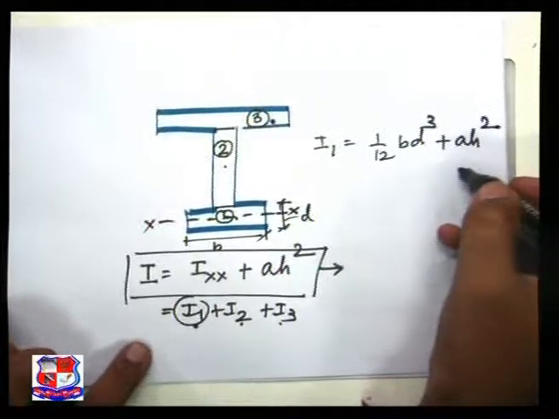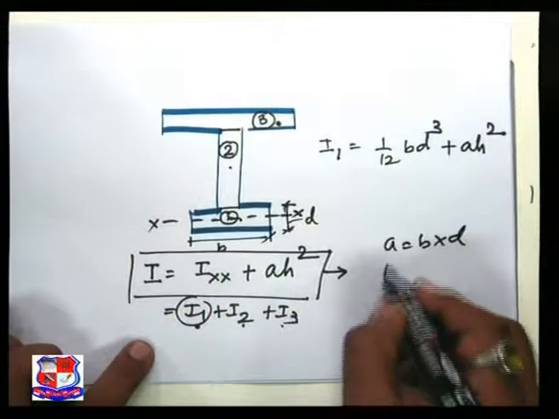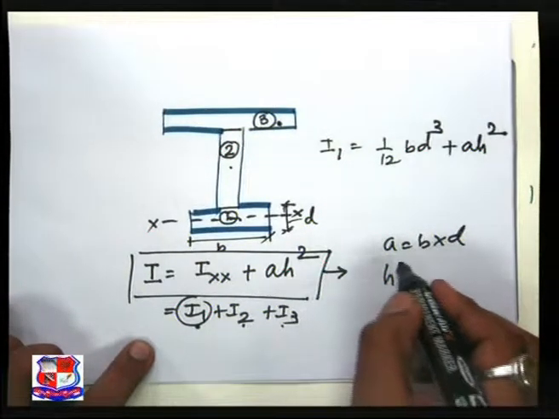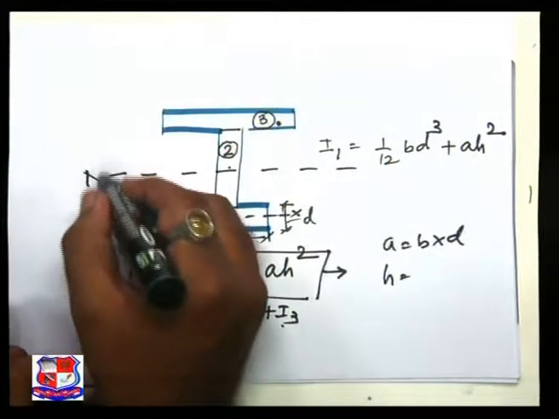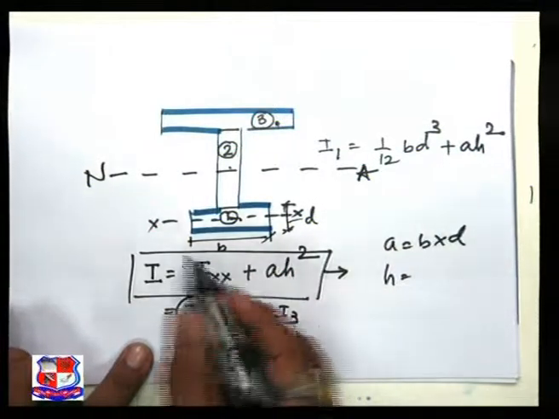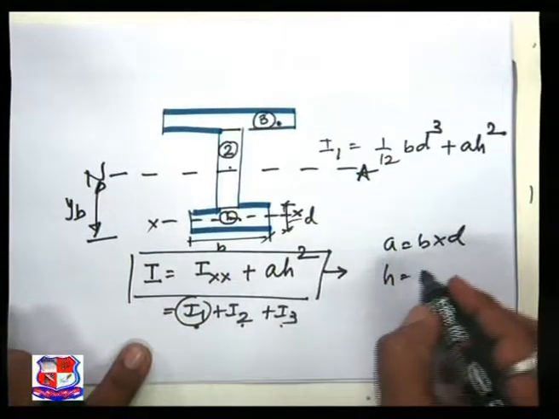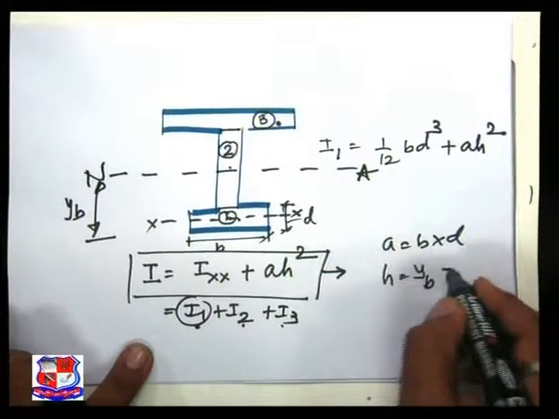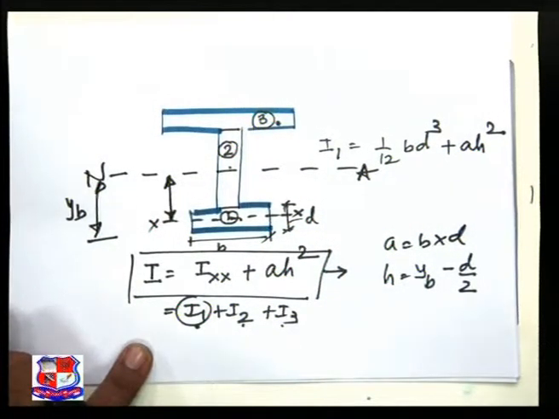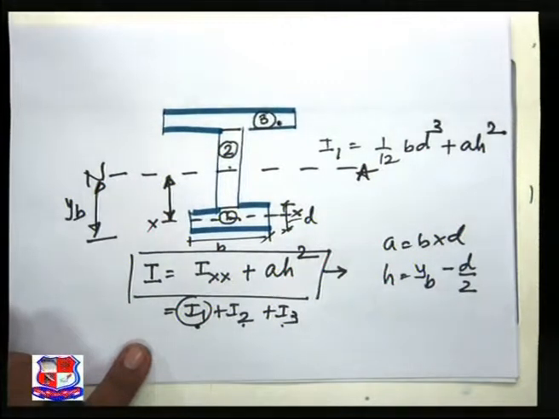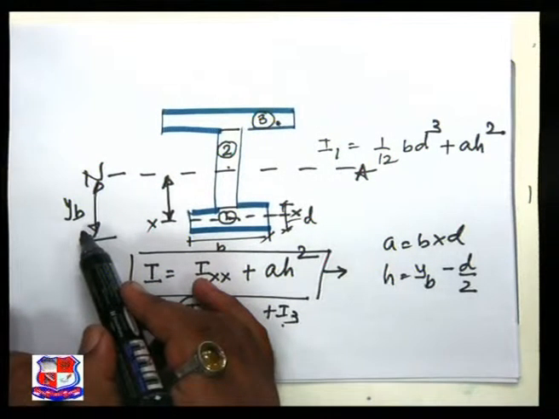What is A? A is nothing but the area, that is B into D. What is H? I have to find the value of H. For that I must know the neutral axis. I know the YB. So H is nothing but YB minus D by 2. It is this one. This is my value of H. So to do this, it is important for me to first find YB.